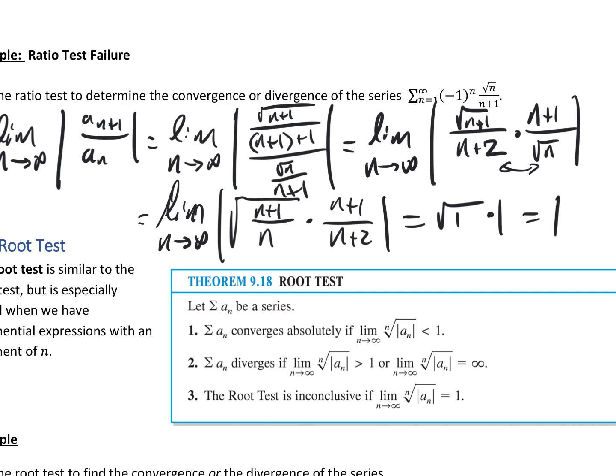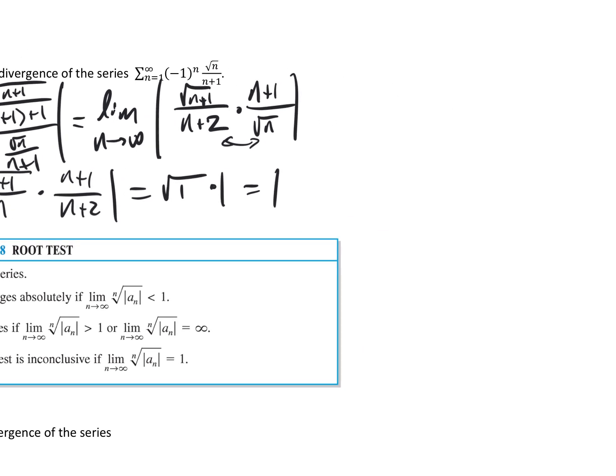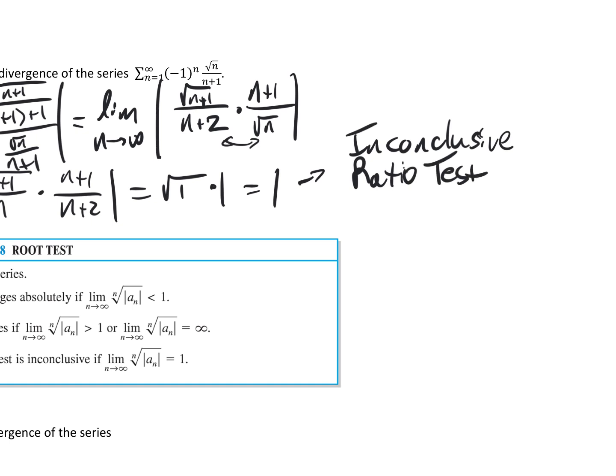So here we see that the ratio test fails because it is exactly 1. So when the ratio is exactly 1, it doesn't tell us either convergence or divergence. So this is inconclusive. Right? Inconclusive. If it's less than 1, we know it converges. If it's greater than 1, it diverges. But if it's equal to 1, we have an inconclusive ratio test. So we'd have to find something else to try to figure out if it converges or not.